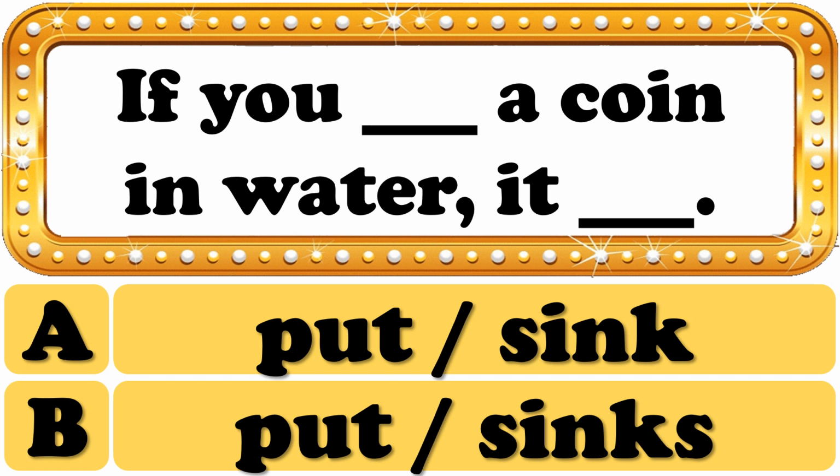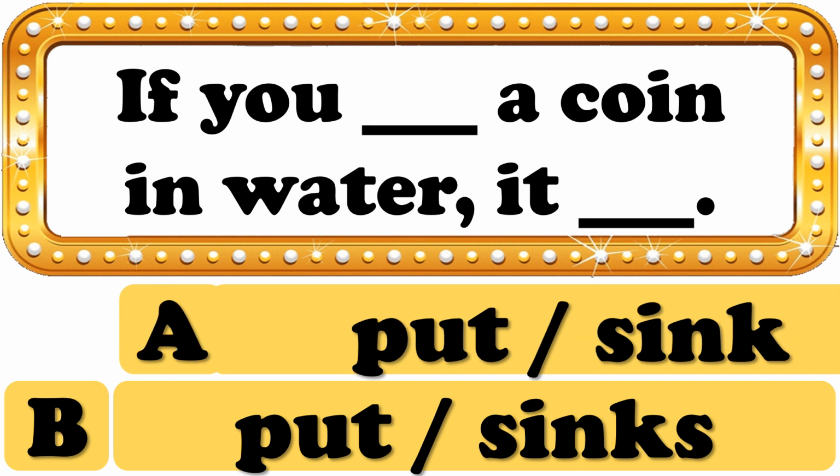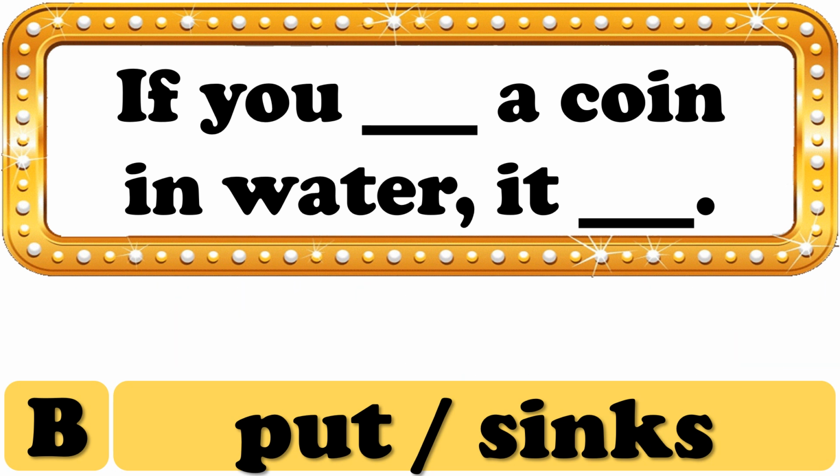How about this zero conditional? Now read carefully because there are 2 blanks. Would you choose A or B? For this one, you should choose B. If you put a coin in water, it sinks. So the first verb, put, we don't need the S. The second verb, sink, we will need the S because we're using it.